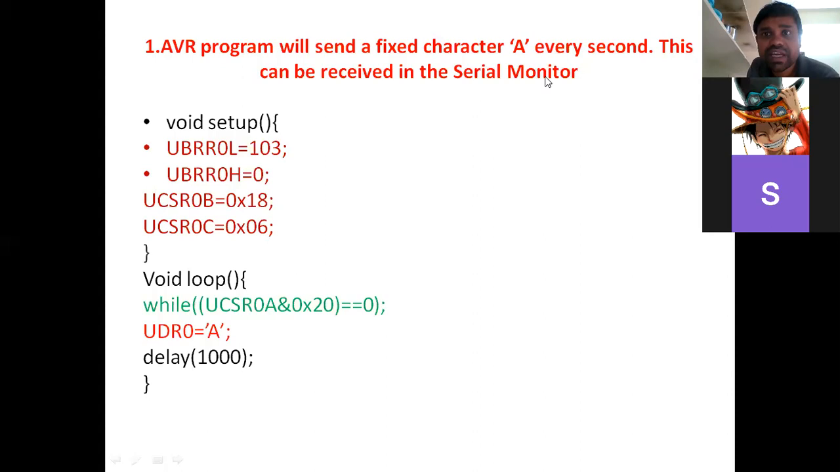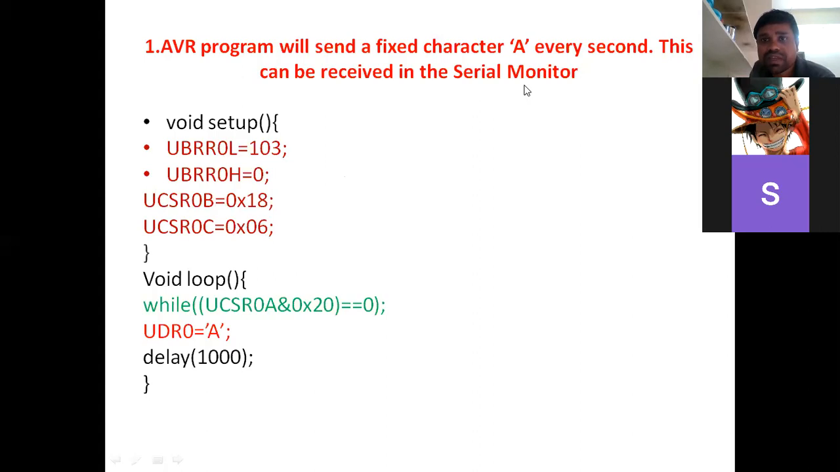Suppose I want to send the character A to the serial monitor using AVR programming. In Arduino, we know Serial.begin 9600, Serial.println A. But in AVR programming, we need to initialize the registers. These are in the setup: UBRR is 0, 103, UCSRB is 18, UCSRC is 06. Our purpose is to send the character A to the system.